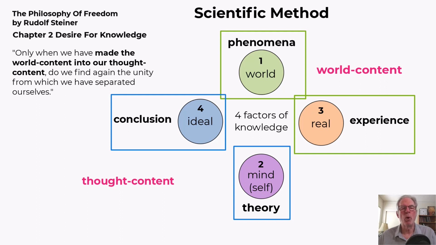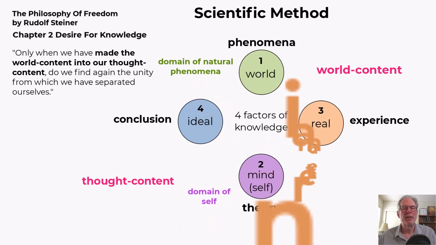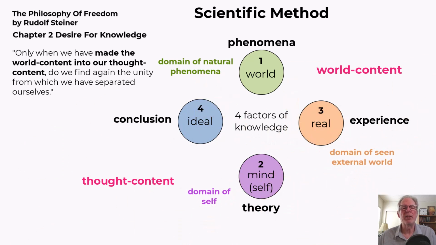This is explained more clearly by studying Chapter 2. Each step is located in its own domain of existence. We enter and experience these domains by directing our attention to them. Step 1 is the domain of natural phenomena. Step 2, the domain of mind and self. Step 3, the domain of the seen external world. And Step 4, the domain of ideas and ideals.